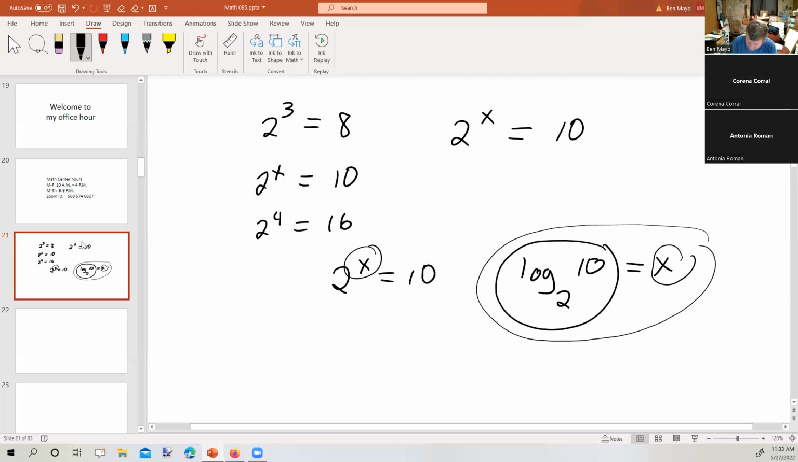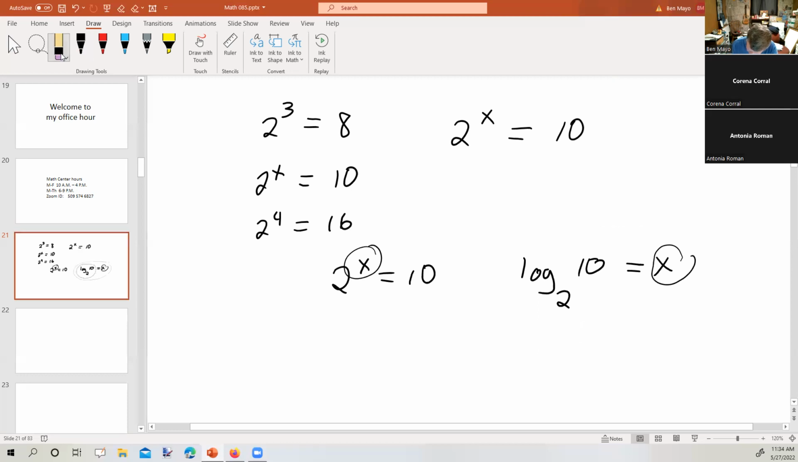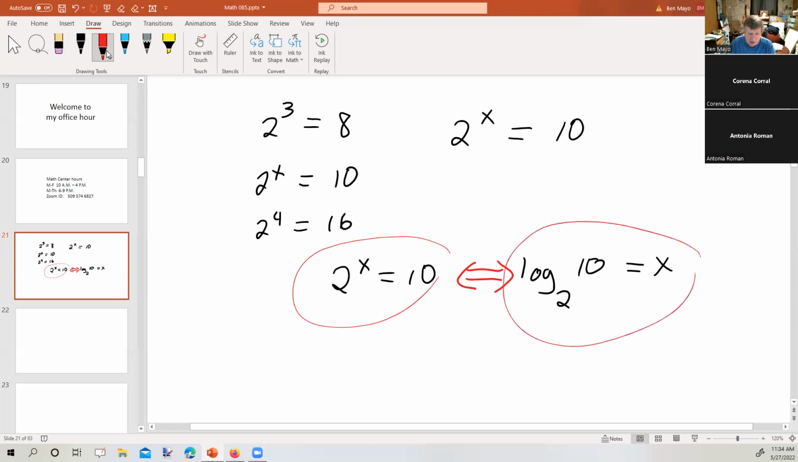Okay, so what I've done here is created an equation. Actually, what I want to do is make a two-way arrow and say, this is an exponential equation. This is what we call a logarithmic equation, but they are equivalent, okay? Now, there's a pattern. If we look at the first equation, 2 to the x power equals 10, 2 is the base, and x is the exponent, right? So 2 would be what we would refer to as the base.